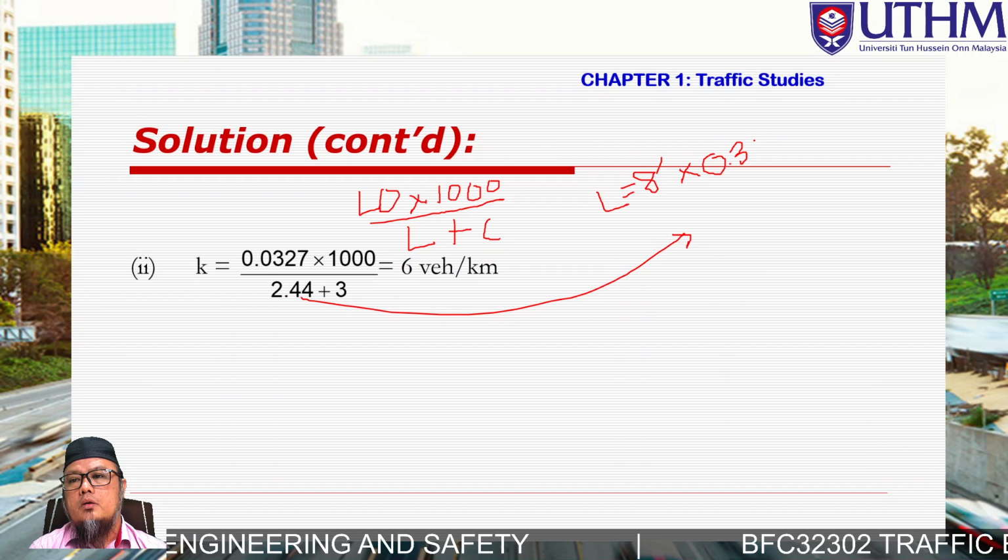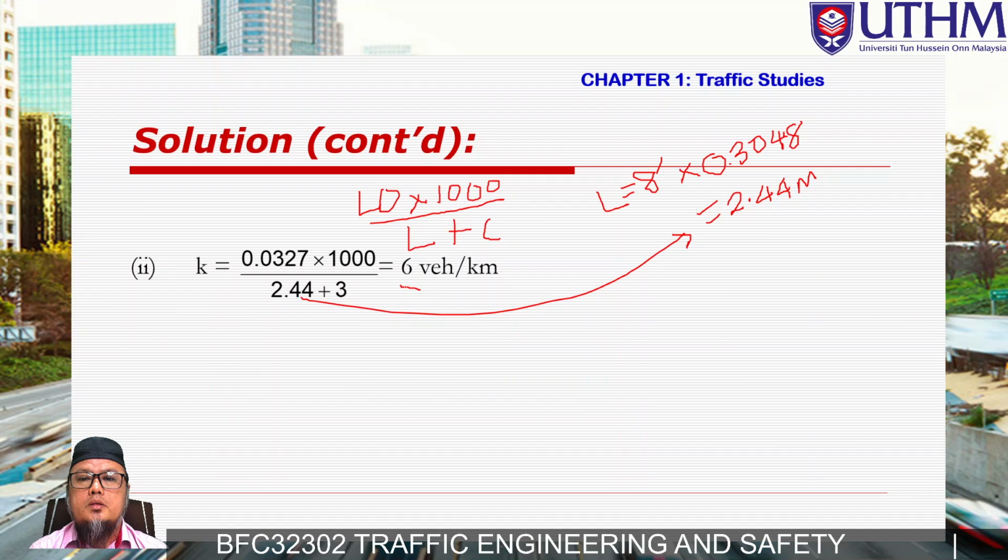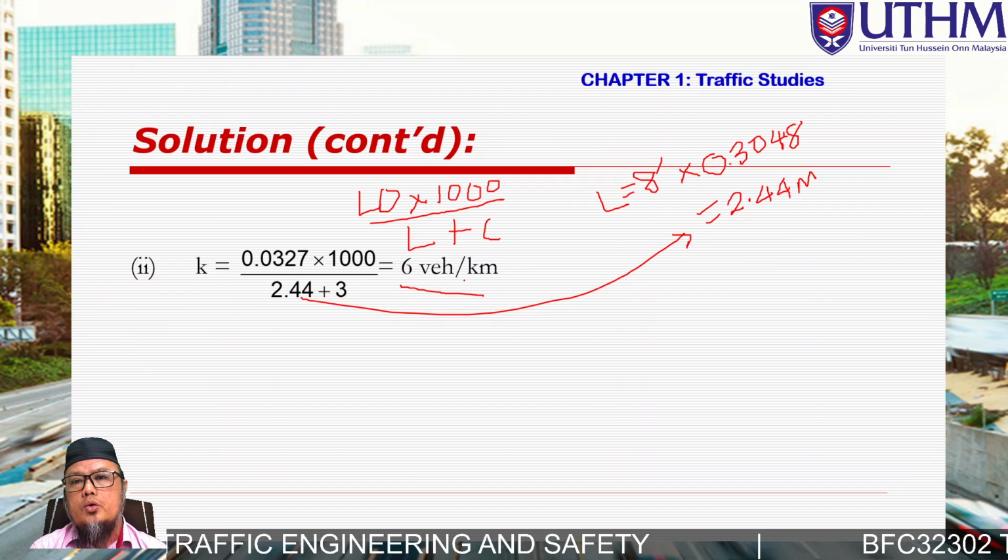0.3048. Then we obtain 2.44 meter. Okay. Now we get the answer is 6 vehicle per kilometer. So very less, because for this particular area, the traffic is very, very low. That's why the density is considered a small value.